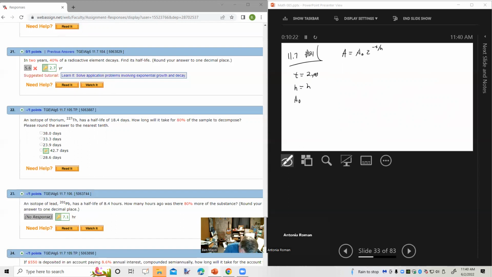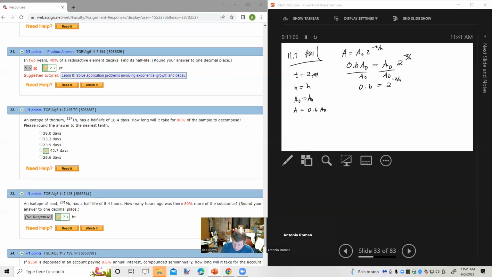What do we know? Well, we know its starting amount is A sub 0. The ending amount, if 40% decays, then 60% of the starting amount remains. So A is 60% of the beginning amount. You all right with that? Yep. So now I've got 0.6 A sub 0 equals A sub 0 times 2 to the negative 2 over H power. Divide both sides by A sub 0. 0.6 equals 2 to the negative 2 over H power.